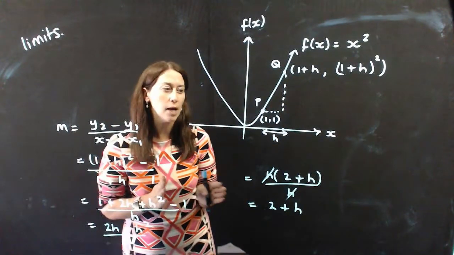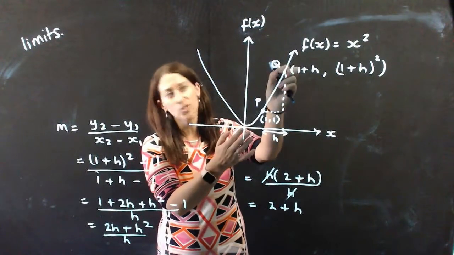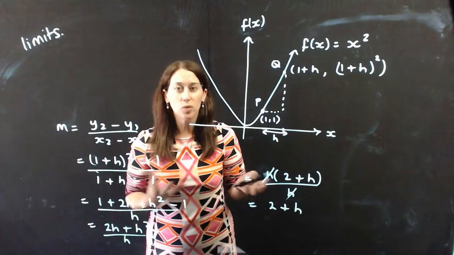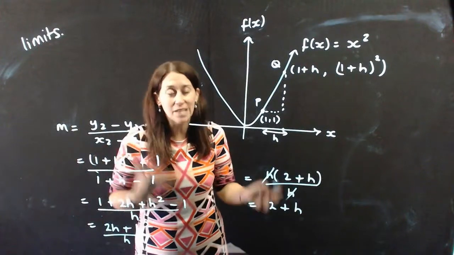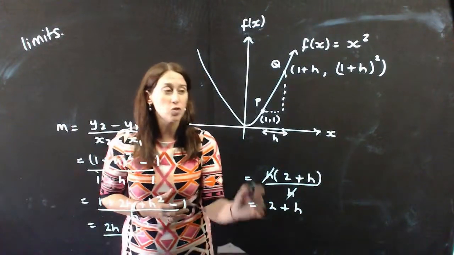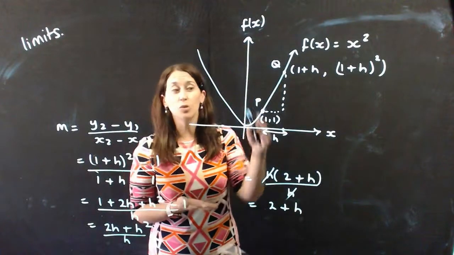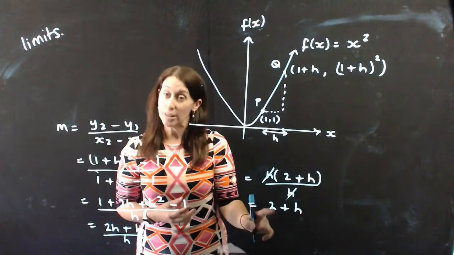Now, imagine what happens if the value of h gets smaller and smaller and smaller, so much so that Q is practically sitting on top of P. What we would say is that h would become 0, or its limit is 0, so therefore the gradient of the line PQ would be the gradient at point P, and we would say the gradient at point P is actually 2.